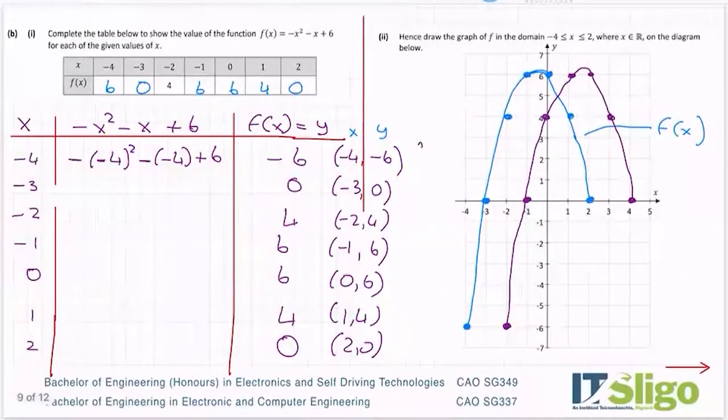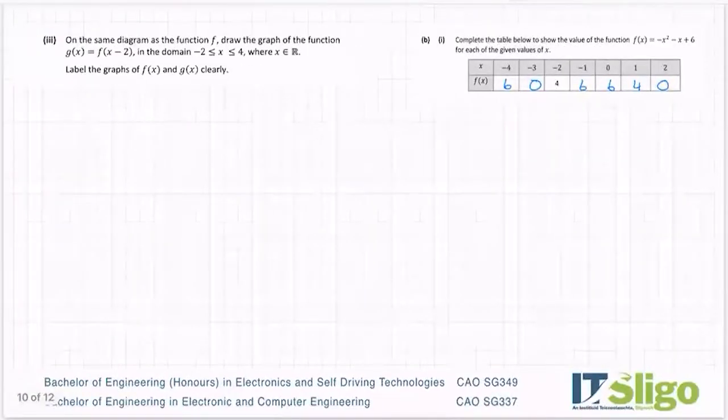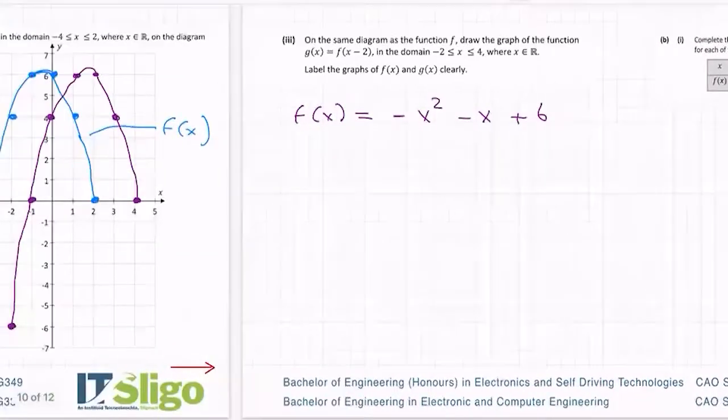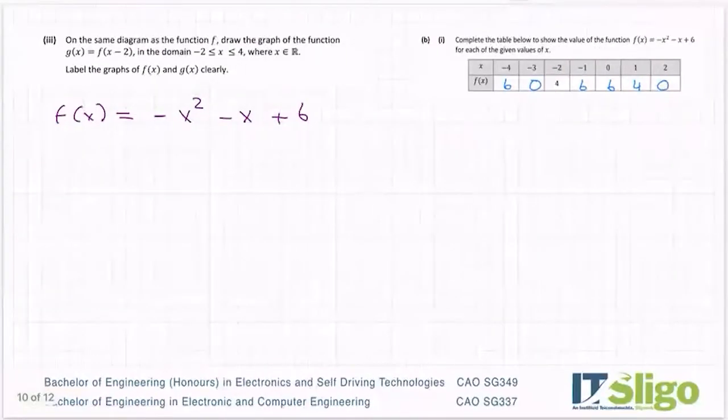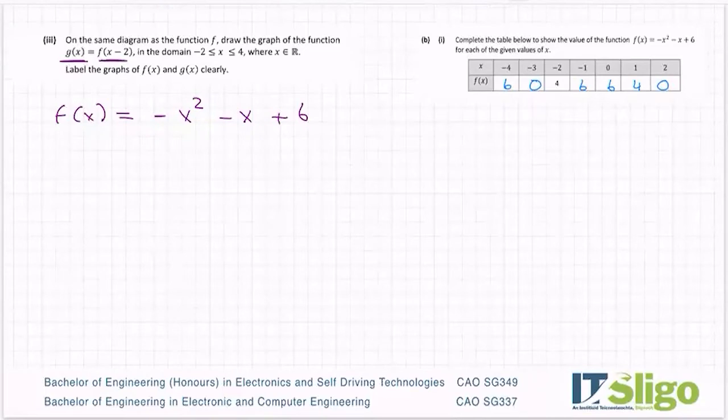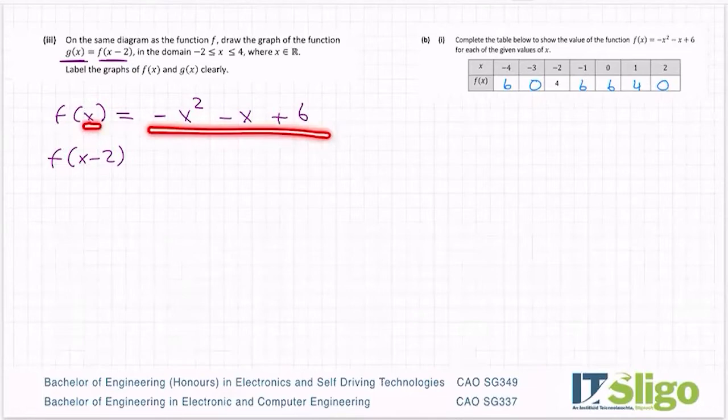Okay, so we just did this one where we plotted the translation. The other way of doing it is if I take down my f of x function, it's equal to minus x squared minus x plus 6. Okay, so that was the original one that I plotted. Now g of x is equal to f of x minus 2, okay? As you can see, they didn't give me a formula for f of x minus 2, so I need to develop one, and this will be called g of x. So how do I do that? Well, anywhere there was x in my original function, I'm now going to replace it with x minus 2, okay?